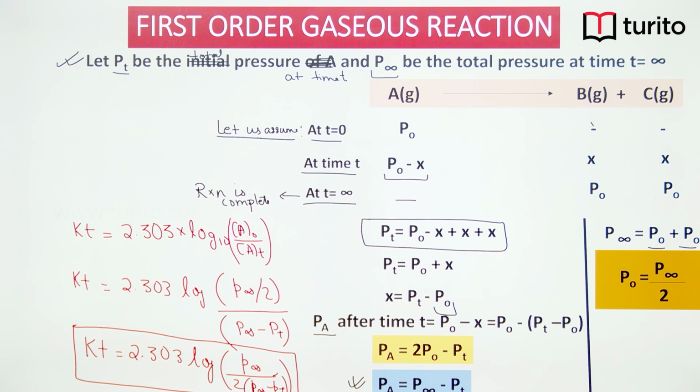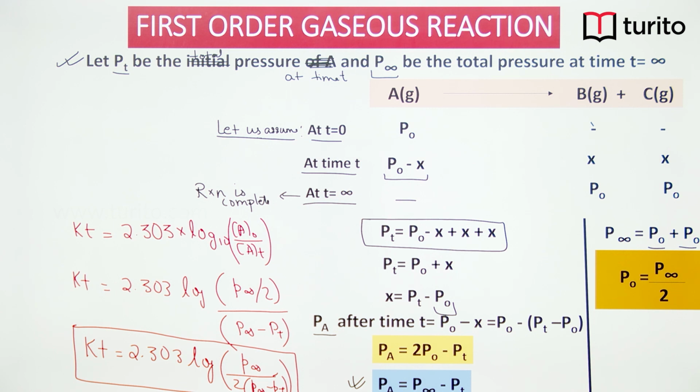So entire A would have reacted and converted into B and C, because initially we took P naught as the initial pressure of A. So the pressure of B and C at time t equals infinity would be P naught. After time t we know that the total pressure is Pt. That has been given to us.